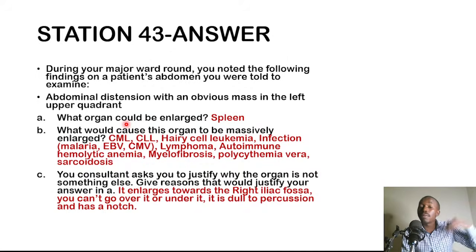Not just splenomegaly, but massive splenomegaly. Remember I told you that the spleen is going to be growing towards the right iliac fossa in a diagonal fashion, and it's going to be dull to percussion in that area. You can't get above it, you can't get below it, and it has a notch. That's how you know that this is a spleen and not anything else.